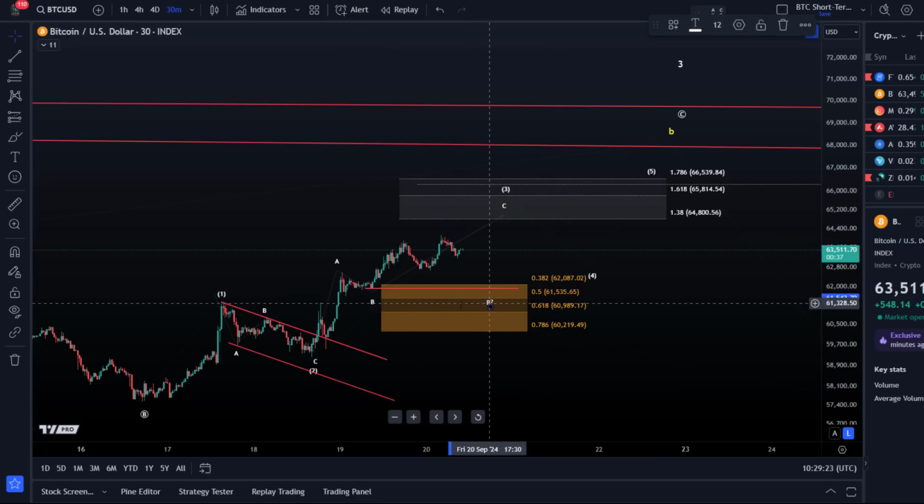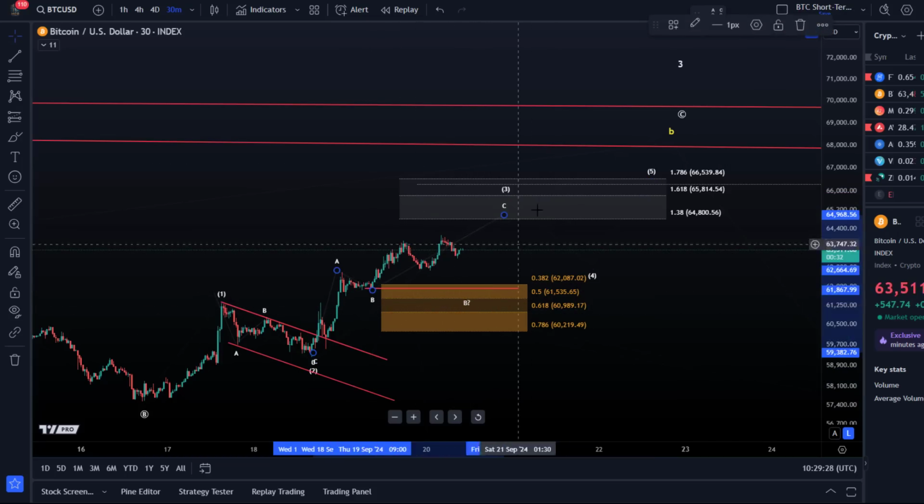Any break into that support zone could mean it's a reset of this B wave. Okay, but even then, we could still watch for support here. Below 60,219, it might indicate that a larger, more substantial top has formed. That's the update about Bitcoin.